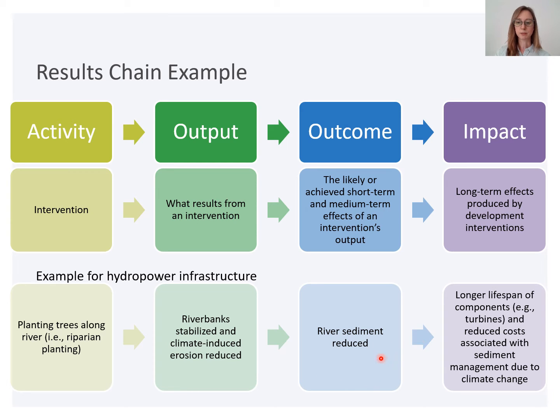And once river sediment is reduced, a logical impact from that outcome could be a longer lifespan of components like turbines, which otherwise can be heavily impacted by high levels of sediment in the water, and could have reduced costs associated with sediment management due to climate change. So that's a little example of a results chain.